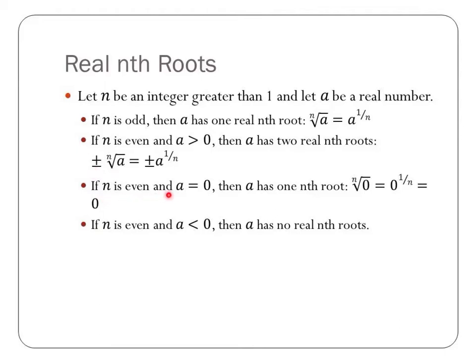If n is even and a is 0, you're only going to have one real root, and that is 0, because the square root of 0 is 0, the 4th root of 0 is 0. Or if n is even and a is less than 0, so you're going to have a negative under there, you're going to have no real roots, or you're going to have two or more imaginary roots.